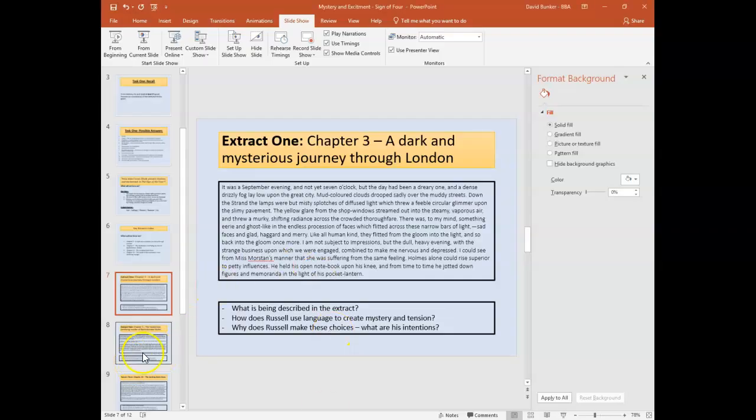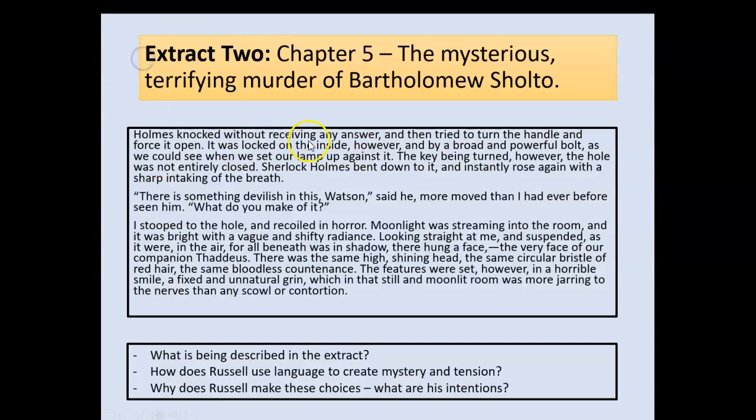All right, let's have a look at extract 2. So this, again, is Bartholomew's death in chapter 5. Pause the video, think for yourself for a bit, consider what's being described and the methods of the writer. And then I'm going to go back to the camera and give you some thoughts. But I do encourage you to pause and try and think independently for a while.